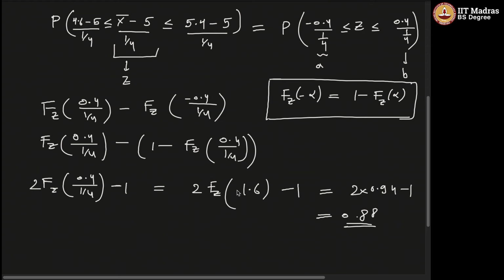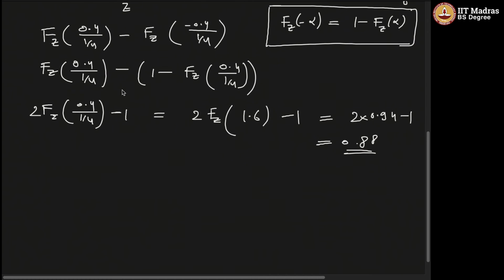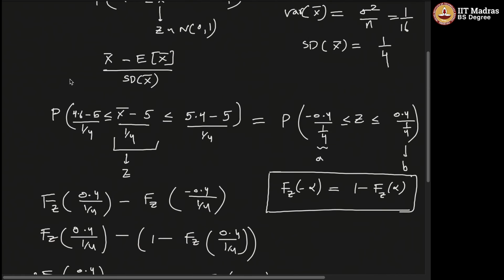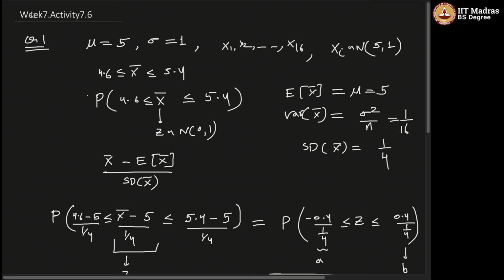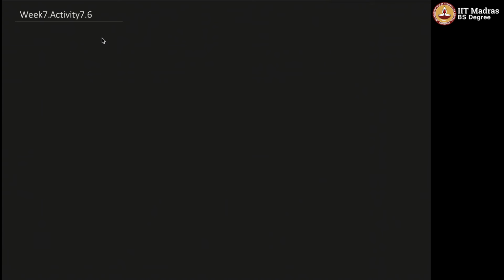Okay, so this is how you will apply central limit theorem. The idea is to just convert the random variable into standard normal random variable. So we'll solve one more question. I will clear this out. Okay, so now let's go to the next question.